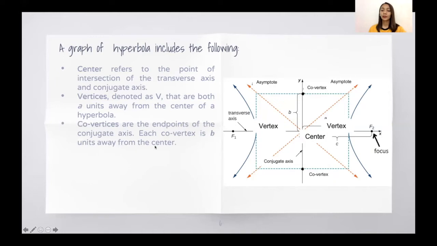We also have the co-vertices. These are the endpoints of the conjugate axis. Each co-vertex is b units away from the center.